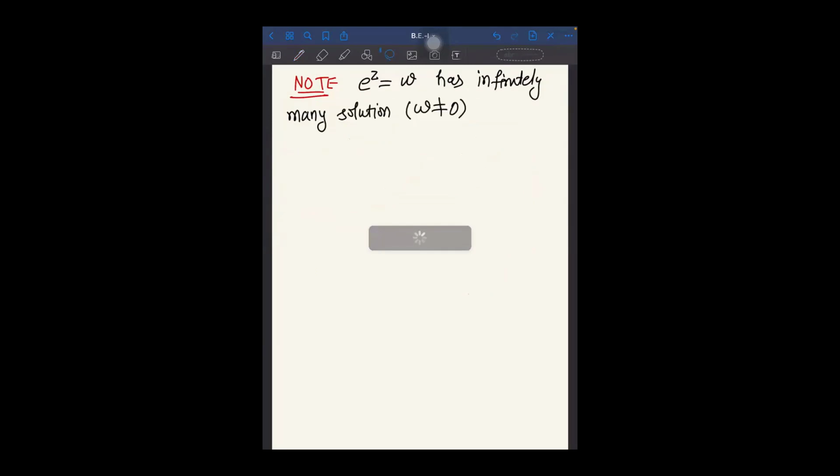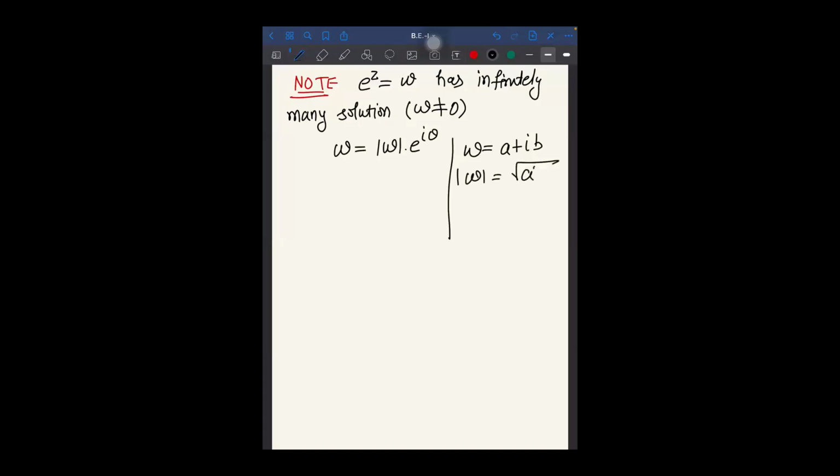Okay. So the point I want to make is, let your w be non-zero. So w can be written as mod of w times e^(iota theta). Because let's say w is equal to a plus iota b. So what is mod w? Root of a square plus b square. And you want to write the polar form. Its polar form is r times e^(iota theta), and r is nothing but root of a square plus b square. So that becomes mod w times e^(iota theta), right?